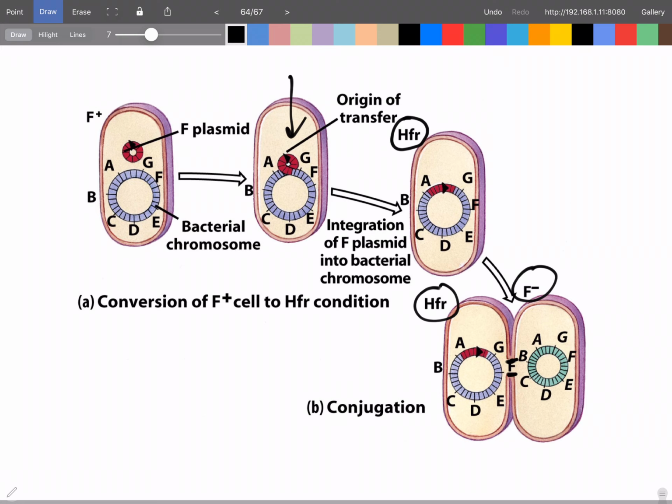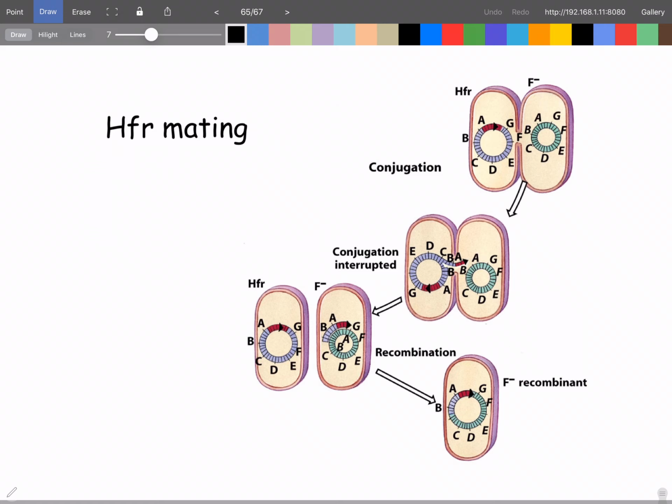But instead of the plasmid getting nicked and transferred at the origin of transfer here, the host chromosome gets nicked and transferred into the recipient F minus cell. And so this is what we see going on in this diagram, where you have the nicking and single strand transfer. And so you'll notice that F minus cells have alleles A and B down here, right?